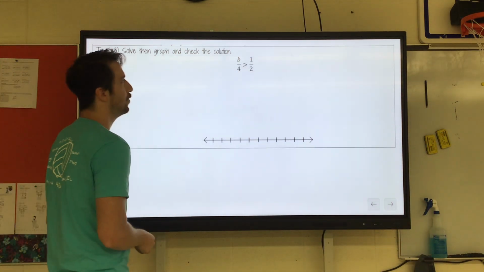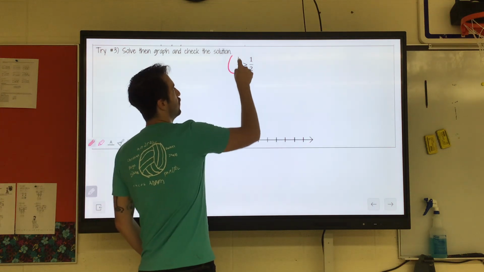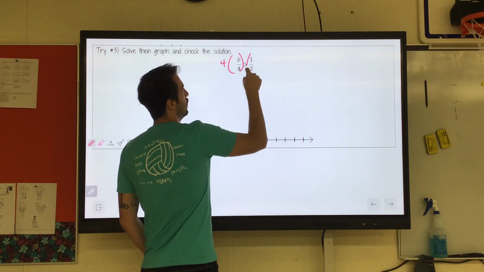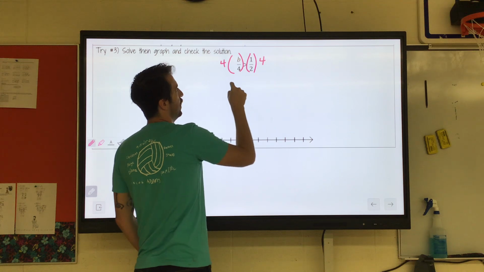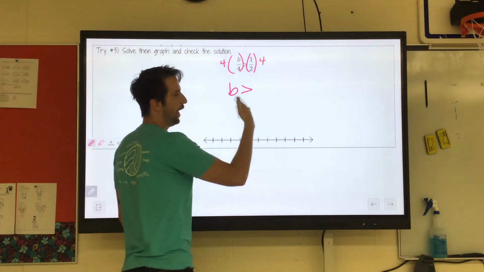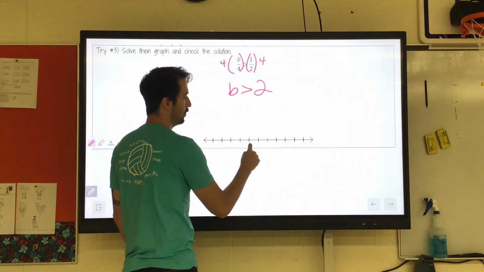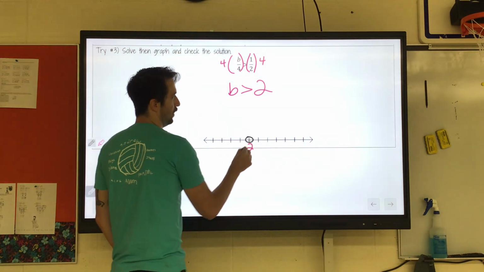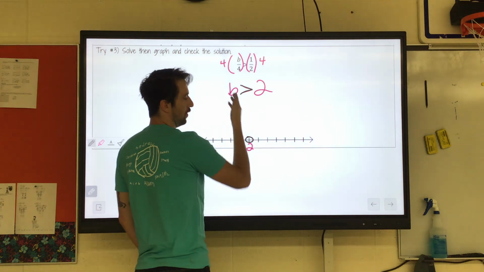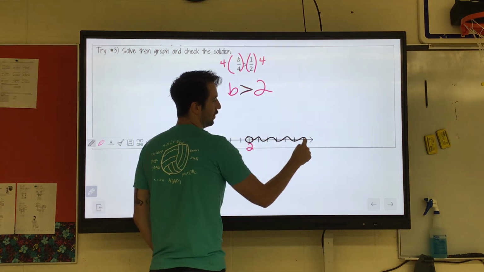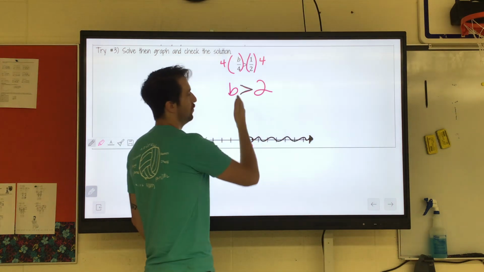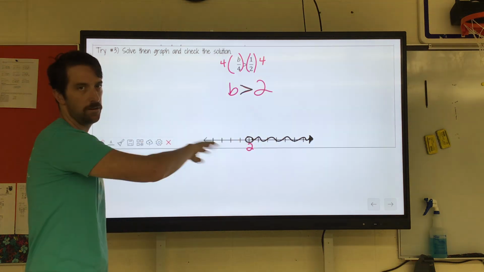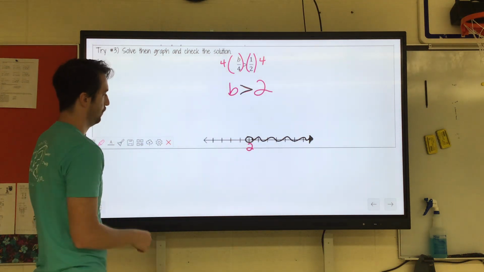It's b divided by 4. So I'm going to multiply both sides by 4. B is greater than, 4 times 2 is 8. It's just greater than, so it'd be an open dot, and it's pointing to the right. Our letter's first, so we're going to shade right. B is going to be anything greater than 2. The numbers that are greater than 2 are to the right.